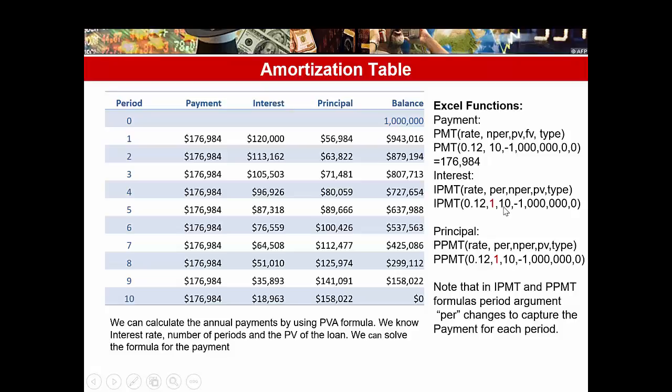That is, for each loan there is only one maturity, and then again the loan amount, which is 1 million, that also remains constant. So the only thing that changes in here is the period, which produces a different interest payment for each of these periods. So if we entered in here, let's say 5, the function would produce $87,318. Similarly, we have a principal payment function.